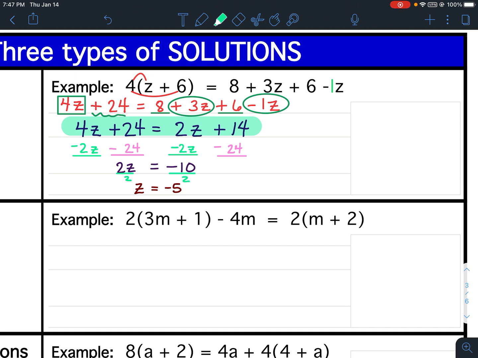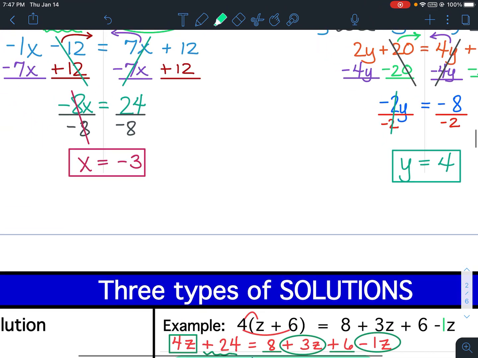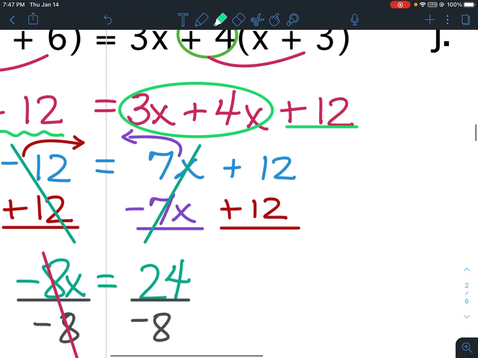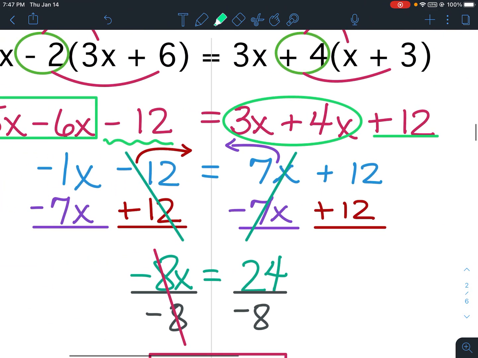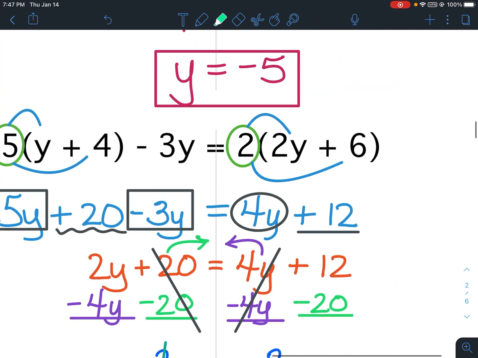I start by looking at my variable terms. Notice how the variable terms are different. As soon as you look at the variable terms, if the variable terms are different, it's going to be a one solution problem. Let's take a moment and look up here. Okay, so let's look at this step right here. Notice how I've got -1x and positive 7x. The variable terms are different.